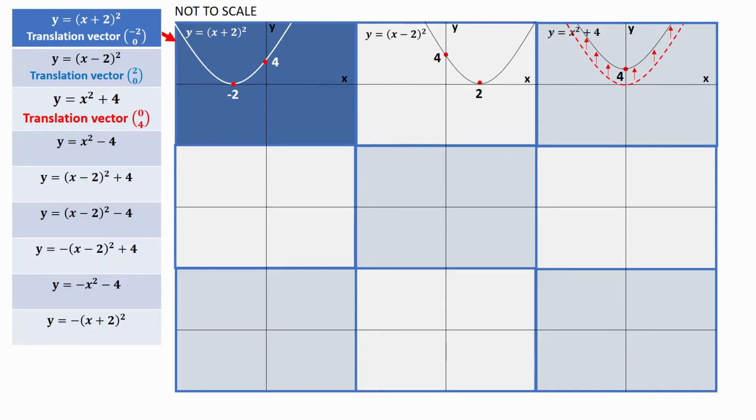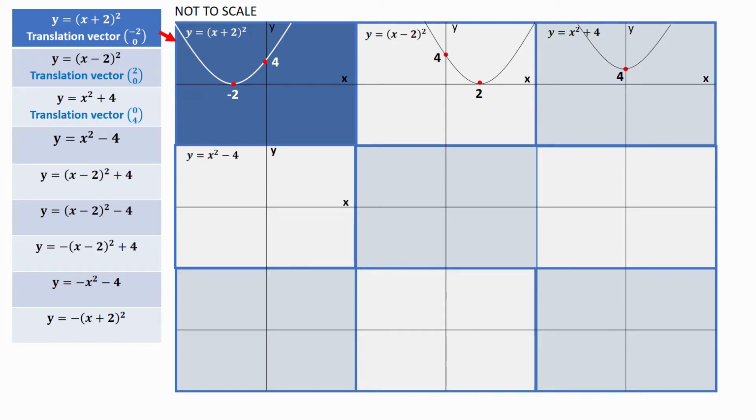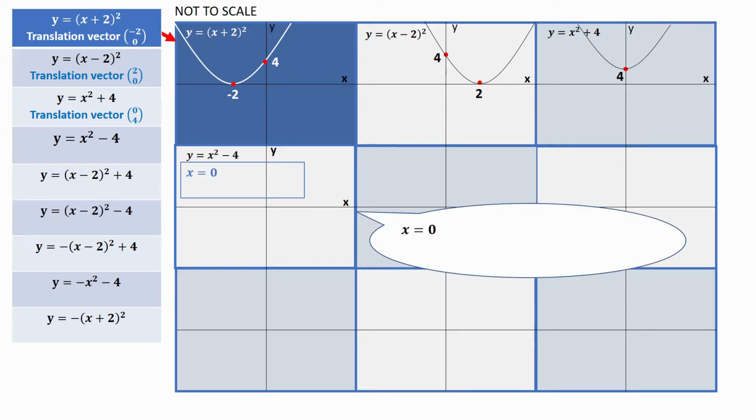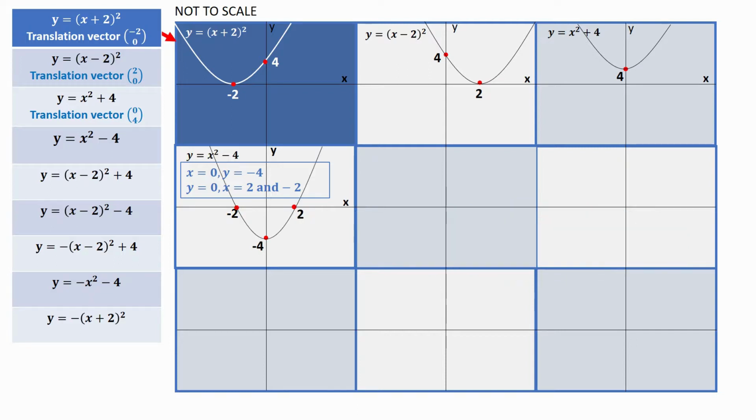The next curve is y equals x squared minus 4. When x equals 0, y equals negative 4. Plotting (0, negative 4) on the sketch. When y equals 0, x squared minus 4 equals 0, giving x squared equal to 4. Finding the square root gives 2 values for x, 2 and negative 2. So the 2 points (2, 0) and (negative 2, 0) are plotted, and the curve drawn.